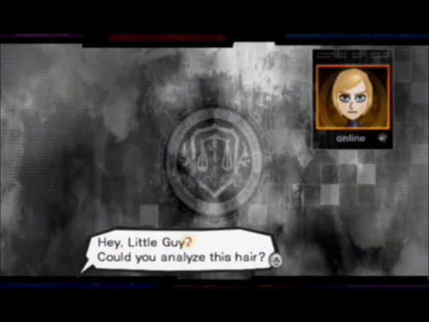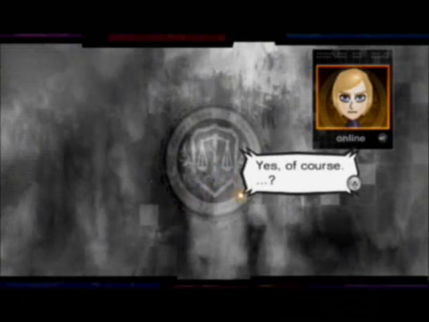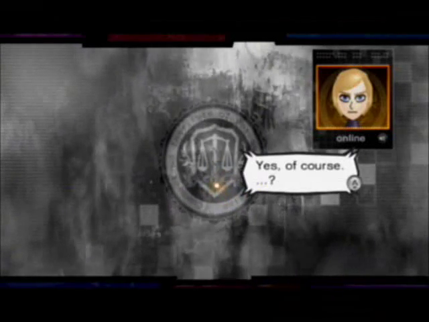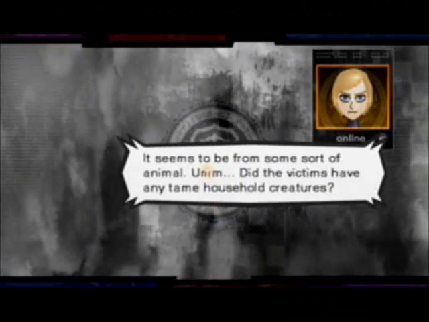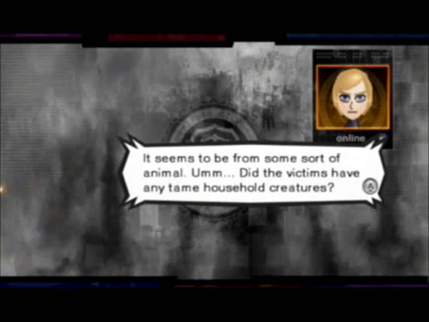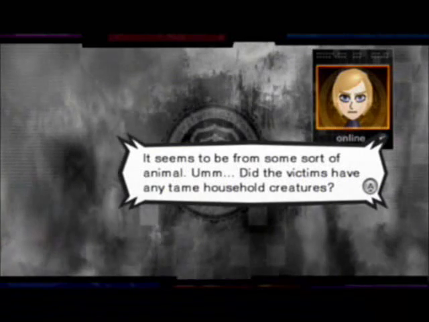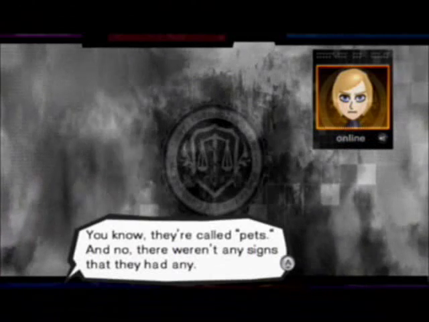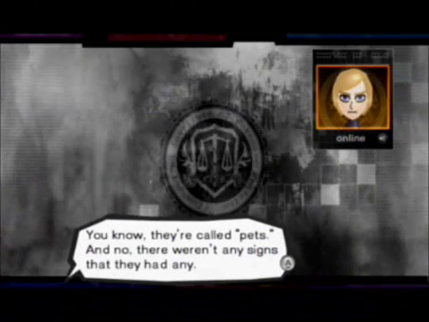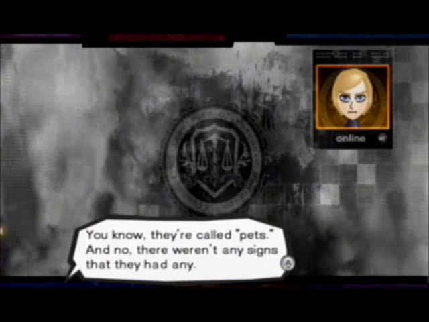Hey, little guy, could you analyze this hair? Yes, of course. Dr. Kimishima, this isn't human hair. It seems to be from some sort of animal. Did the victims have any tame household creatures? You know, they're called pets. And no, there weren't any signs that they had any.